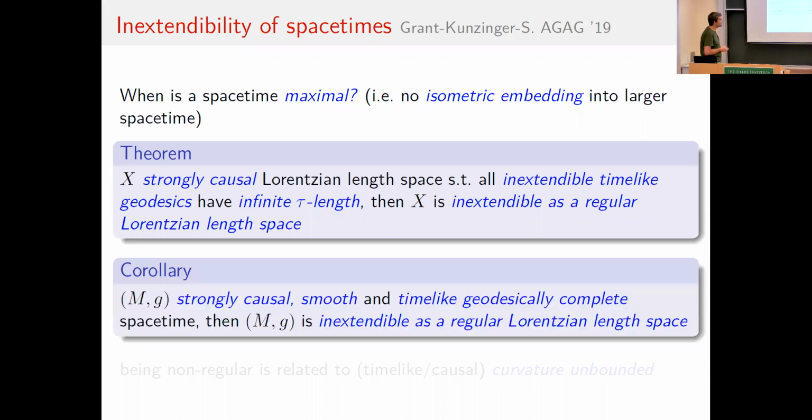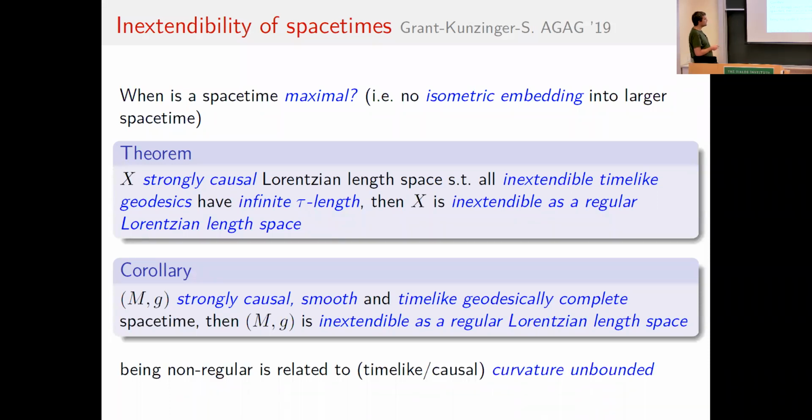And of course, you can apply this then to the setting where your original object you wanted to extend is actually a strongly causal smooth, time-like geodesically complete space-time. Then this again is inextendable as a regular Lorentzian length space, meaning not only can you not extend it as a space-time, but also you cannot extend it as a regular Lorentzian length space, which might not even be a manifold, for example. And this being non-regular is related to curvature unbounded. And this was the first time to have a connection between curvature blow-up and inextendability.